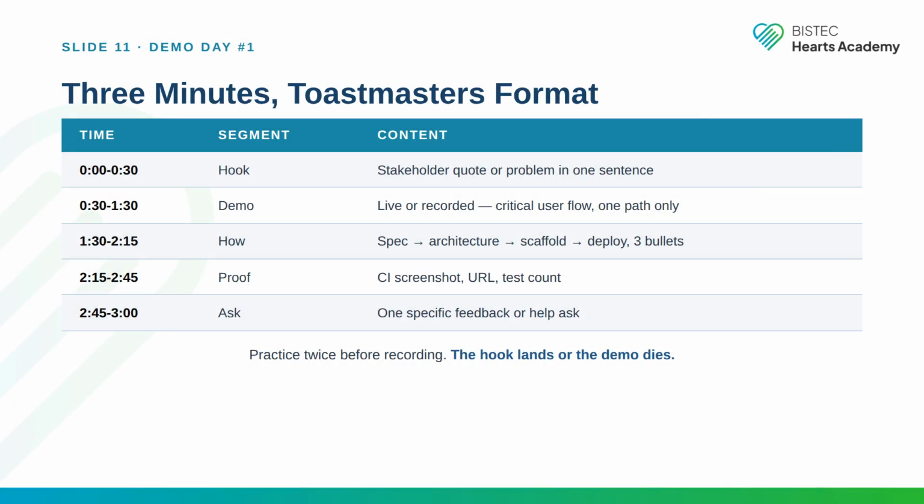Demo day number 1. 3 minutes, 5 segments. 0 to 30, the hook. A stakeholder quote or the problem in 1 sentence. 30 to 130, the demo. Live or recorded, 1 critical user flow, 1 path only. 130 to 215, how you built it, 3 bullets. Spec to architecture to scaffold to deploy. 215 to 245, proof. CI screenshot, live URL, test count. 245 to 180, the ask. 1 specific feedback or help request. Practice twice before recording. The hook lands or the demo dies.